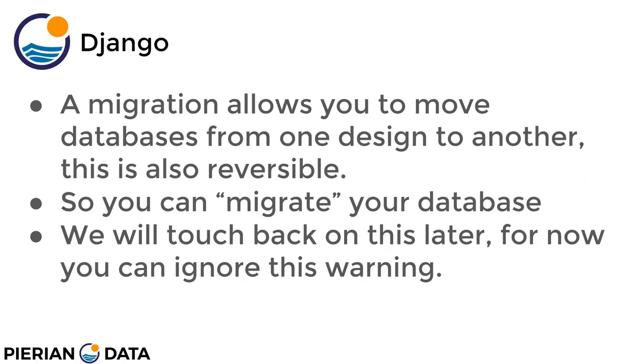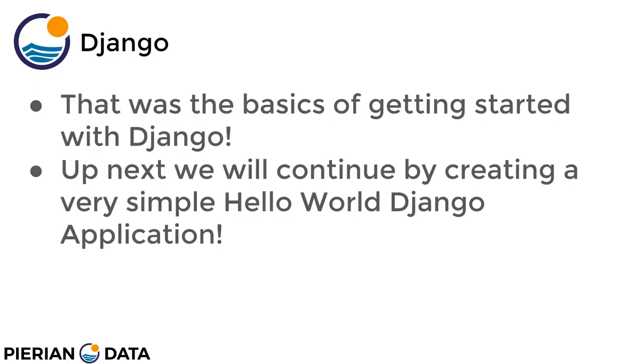Well, a migration allows you to move databases from one design to another. And this is also reversible, and that's why it's called a migration. Let's say you have a database and you want to add a new field or something like a new column. You can go ahead and migrate those changes over. And you can actually reverse that as well. So you can migrate your database. We're going to touch back on this later, especially when we actually talk about connecting Django to a database. But for now, you can ignore this warning. I know it says in that command prompt to run some sort of migrations command at the command line. Right now we'll just back off on this and keep it in the back of our minds.